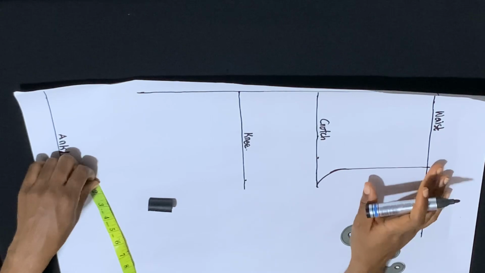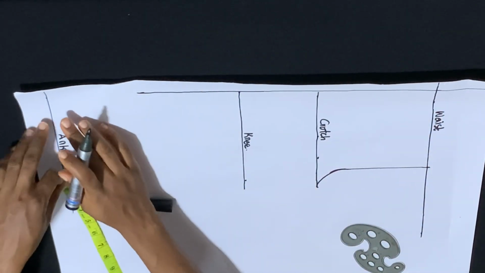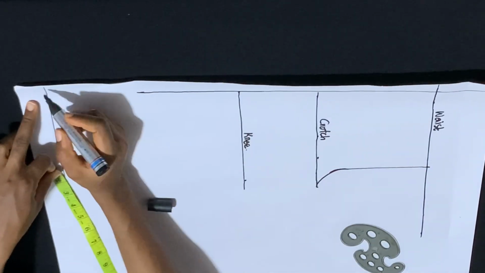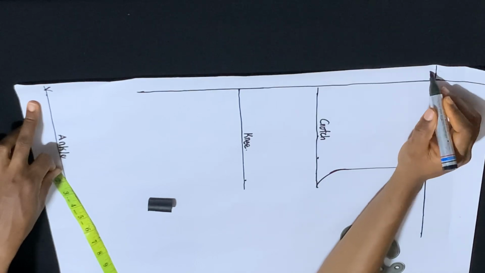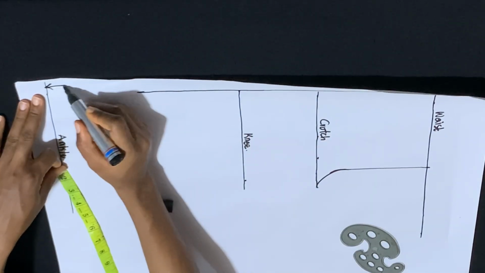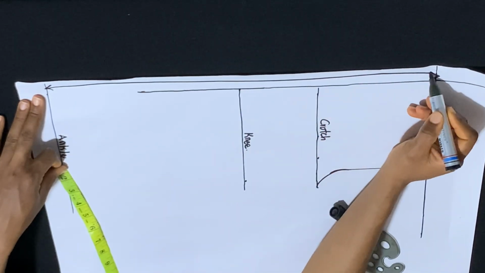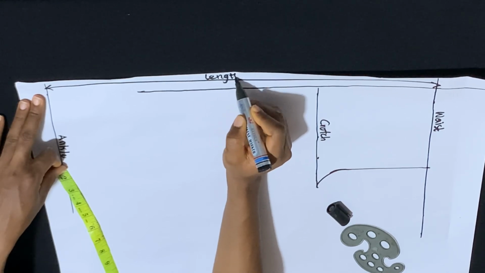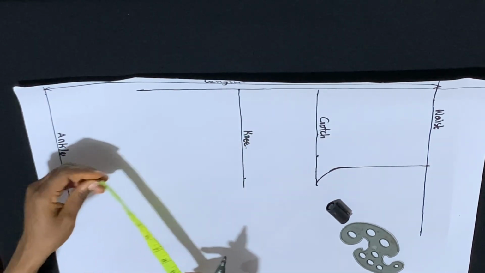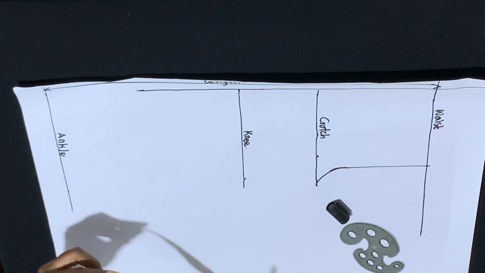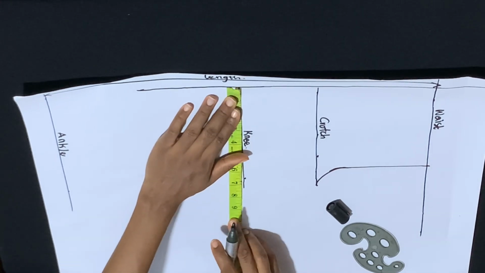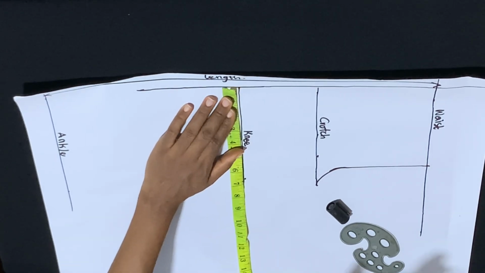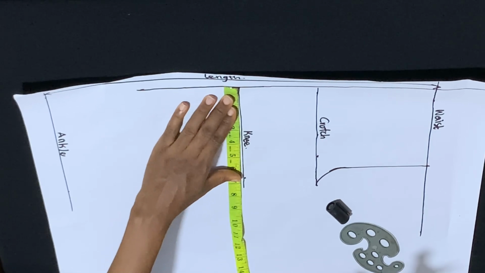So the total length of the trouser is 20 inches minus the 3 inches we left at the upper part. Total length is 20 inches. The next thing to do is to input the knee measurement. The knee measurement is 11 inches divided by 2, that is 5.5.